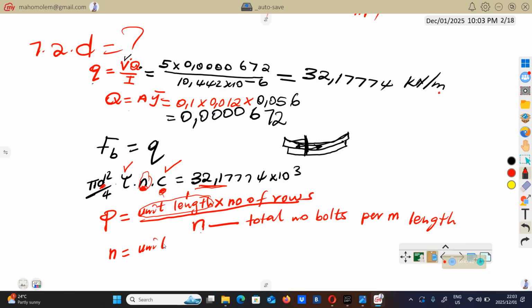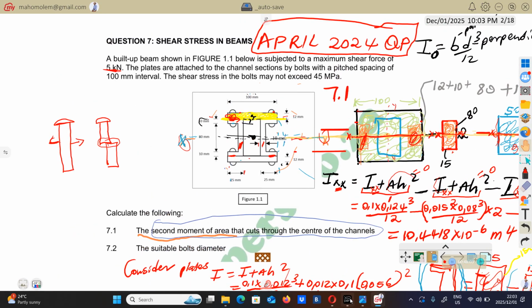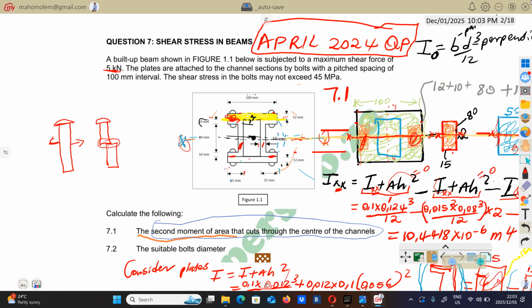So now we just have to make n the subject of the formula, then n will be equal to that unit length, number of rows, multiplied by pitch, which is 100. It's given. The number of rows they don't have to give you. You can just check the sketch. So the interval is this one here. It's 100. That is the pitch or the spacing.